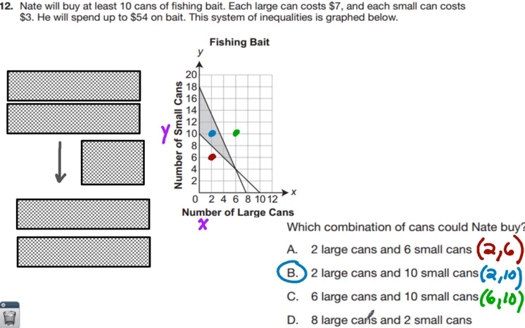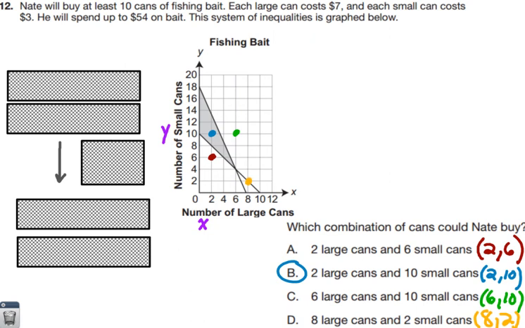And 8 large with 2 small. I want an orange. So what is this? (8, 2). Look, we go to (8, 2). Whoop, that's right there. And so, yep, the only one that's in the shaded area is B.